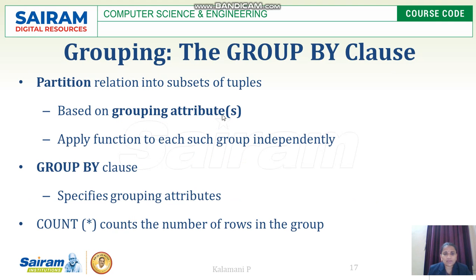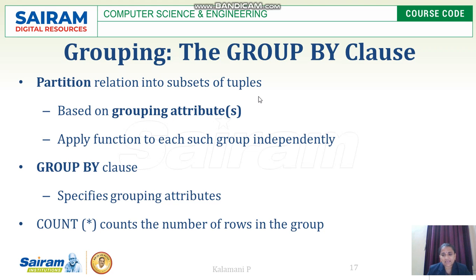Okay, so then grouping attributes: how a relation is used to partition the relation into subsets of tuples. Suppose, for example, we take our college database itself. All students together are in one student table. Again, I want to partition those tuples based on the department name. So all CSE students are grouped into one set of tuples, ECE students are one set of tuples, EEE is another set, then mechanical is another set.